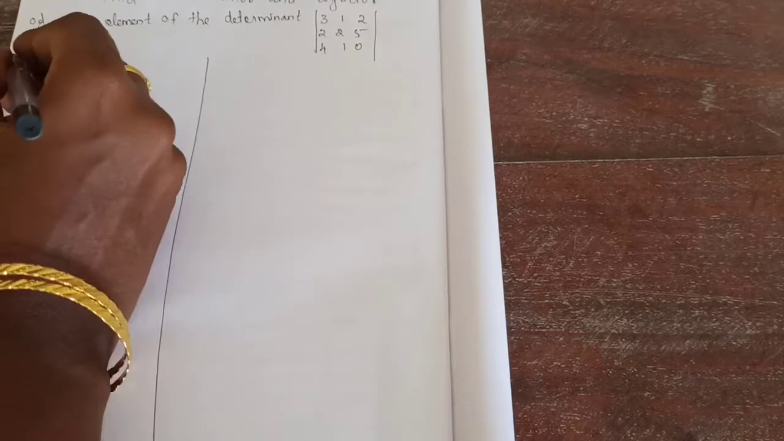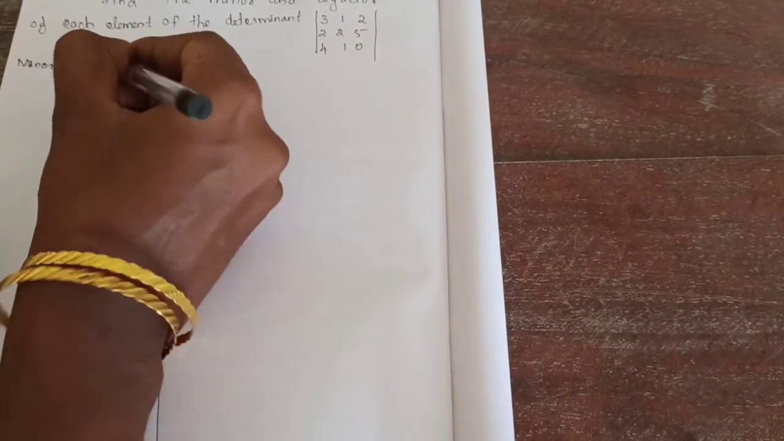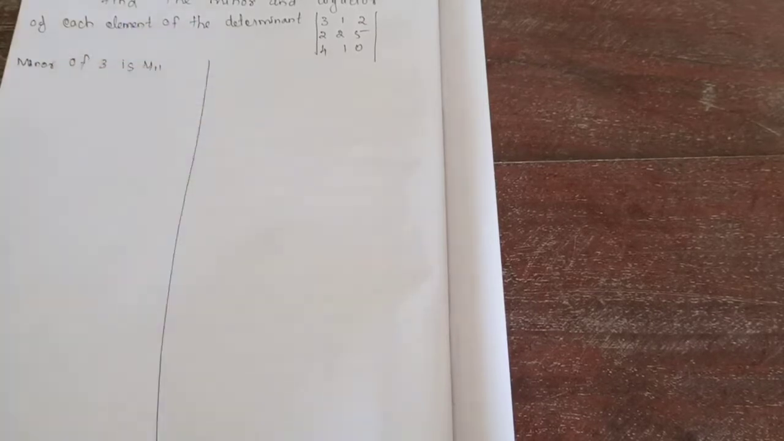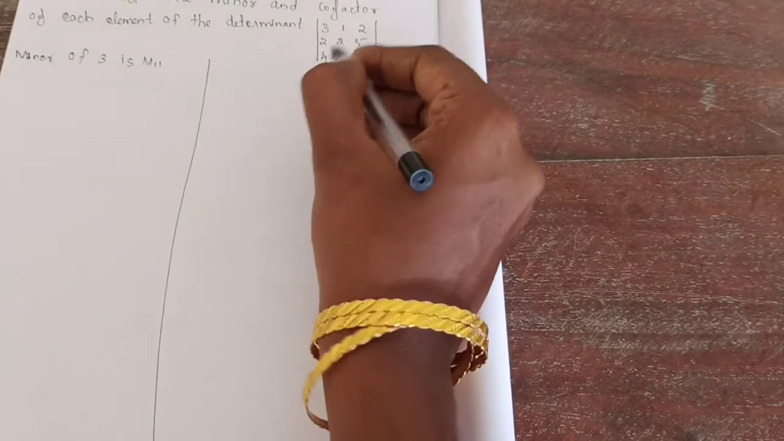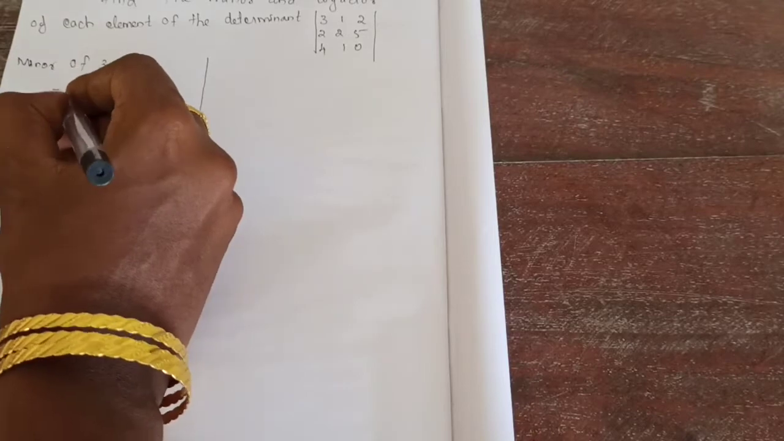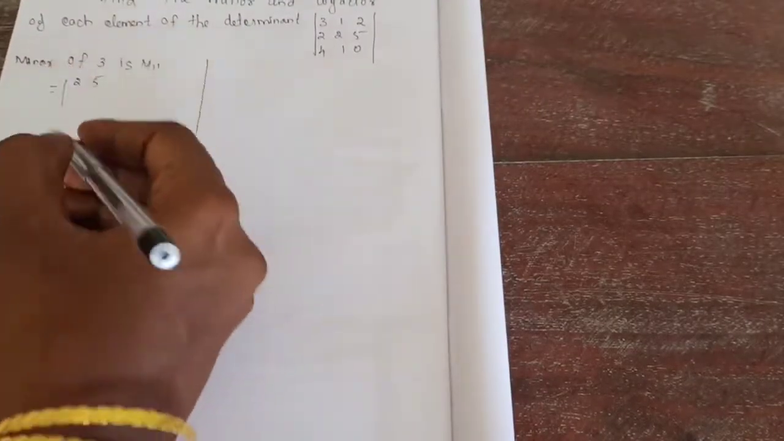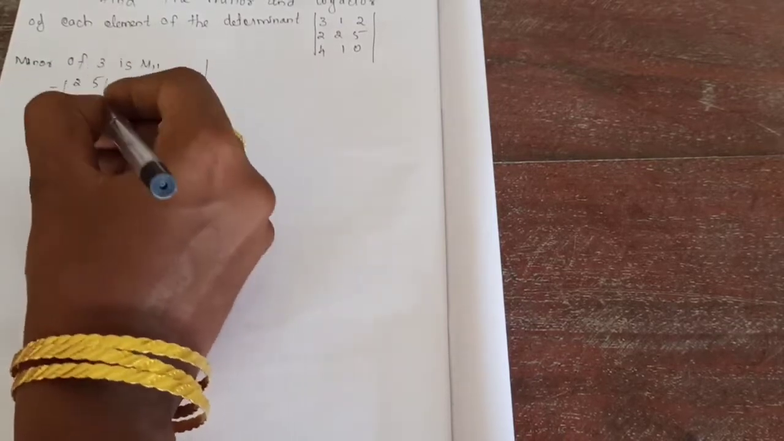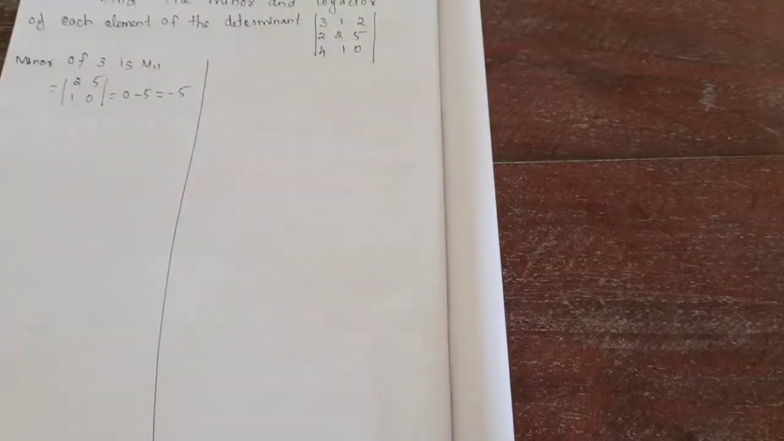So first we need to find the minor of 3, which is M11. For M11, you need to cancel this particular row and this particular column. The rest gives you 2, 5 and 1, 0. Cross multiply: 2 into 0 is 0, minus 5 is minus 5.